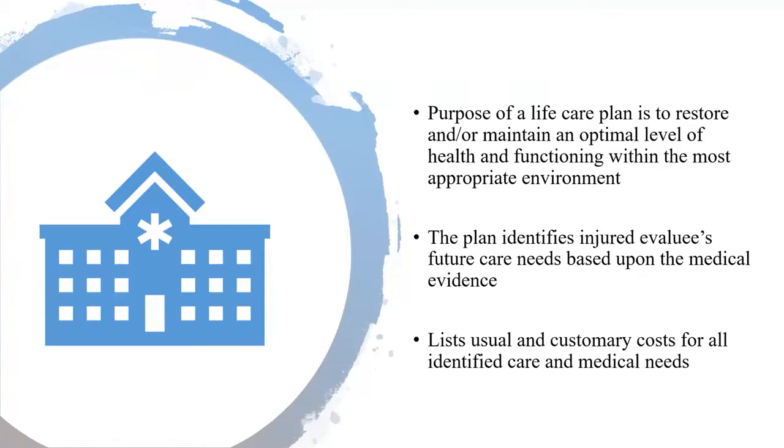Again, we need to look at the life care plan and identify that injured evaluee's future care needs based on medical evidence. And we know that we want to provide a plan that is both rehabilitative and preventative to restore that individual to optimal level of health and functioning within the most appropriate environment. Part of the life care planning process, we want to be able to list the usual and customary costs for all identified care and medical needs.